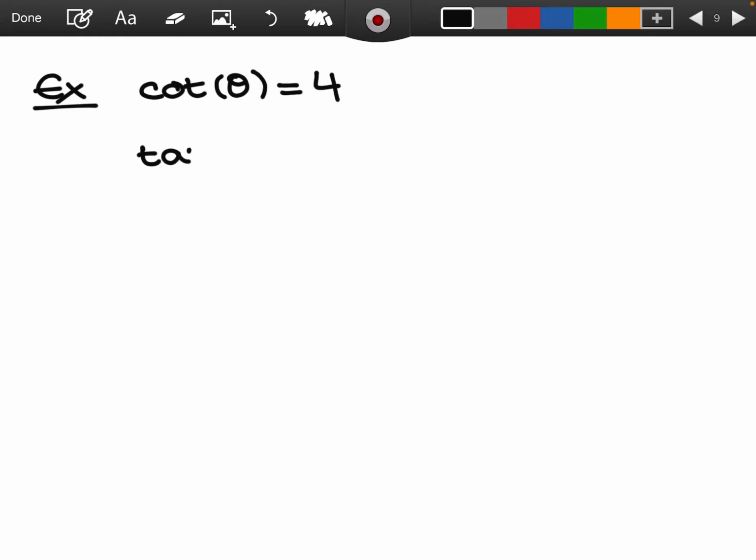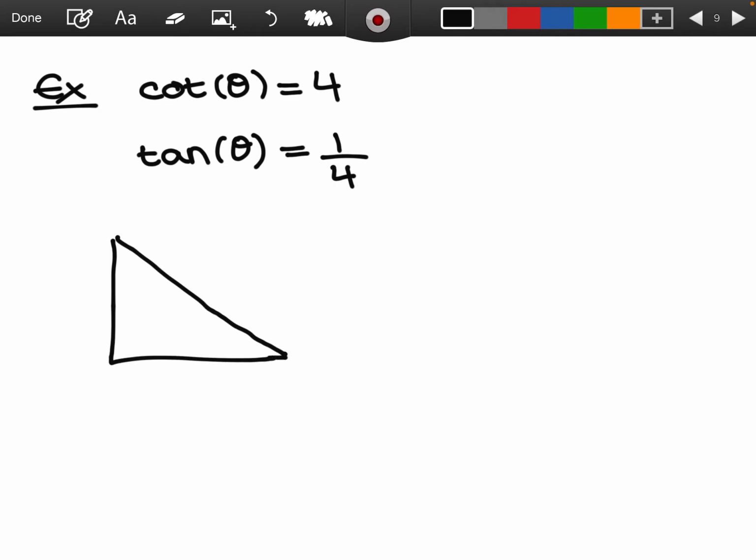I can immediately, like we did with our last example, get the reciprocal function value out. So I know that cotangent of theta is 4. That tells me that tangent of theta must be the reciprocal of that, being 1 over 4. Drawing this on a triangle again, once you've got that, we know that tangent is opposite divided by adjacent. So if there's my right angle, there's my angle theta. The opposite side is going to have length 1. The adjacent side is going to have length 4.